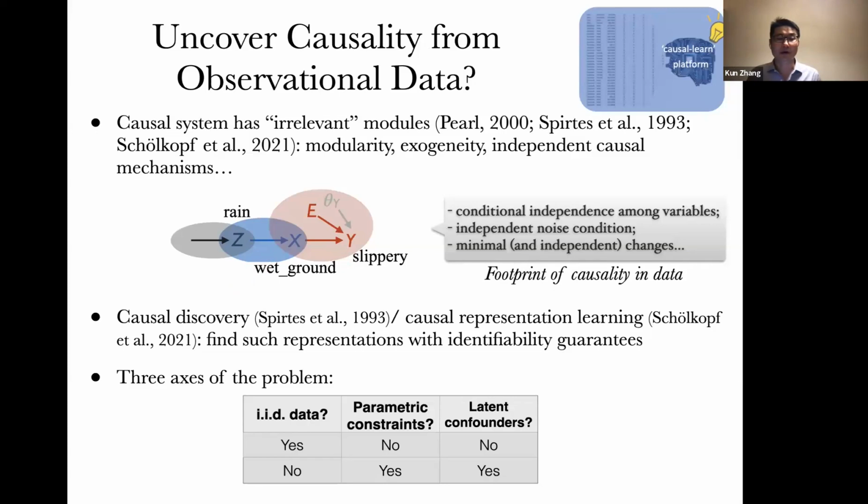And furthermore, they change independently because they don't share any information. The modules do not share any information. Okay, so here you can see the footprint of causality in data.